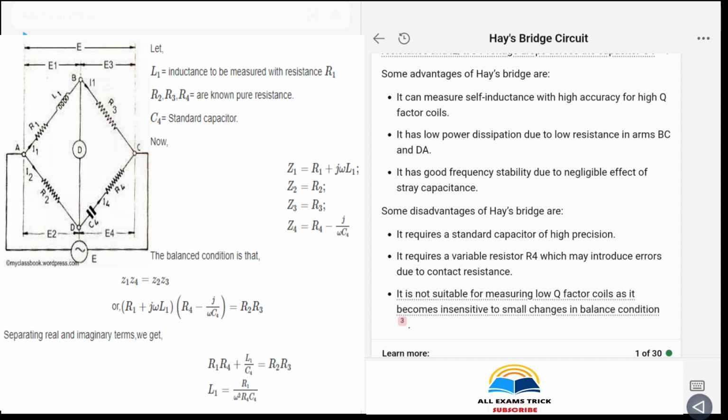Some disadvantages of Hayes bridge are: it requires a standard capacitor of high precision. It requires a variable resistor R4 which may introduce errors due to contact resistance. It is not suitable for measuring low Q factor coils as it becomes insensitive to small changes in balance condition.